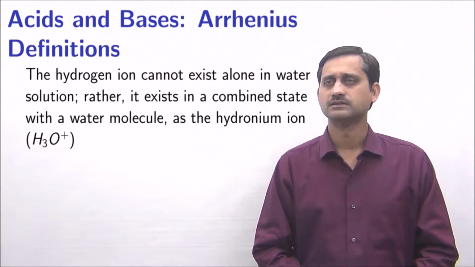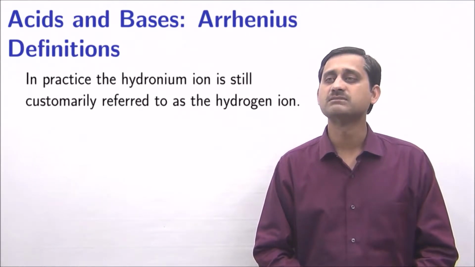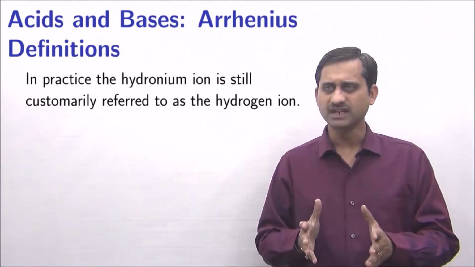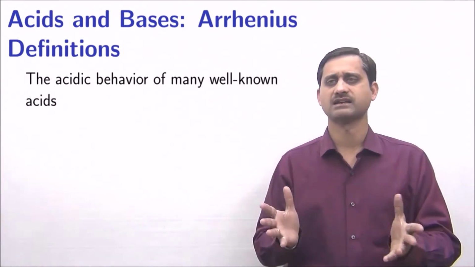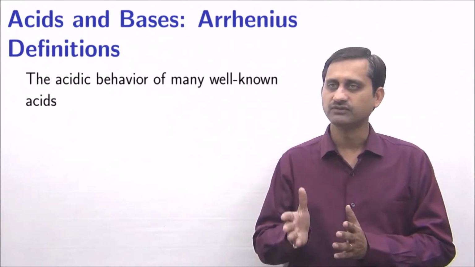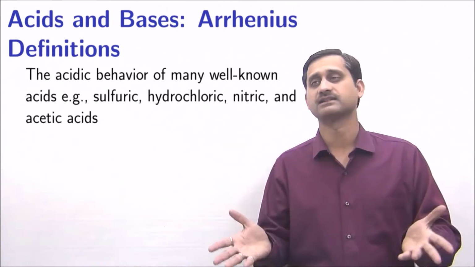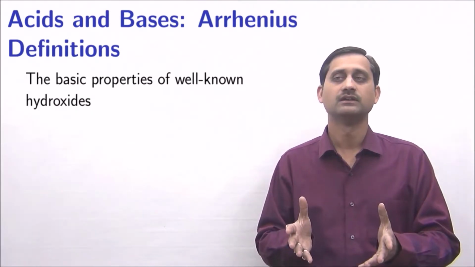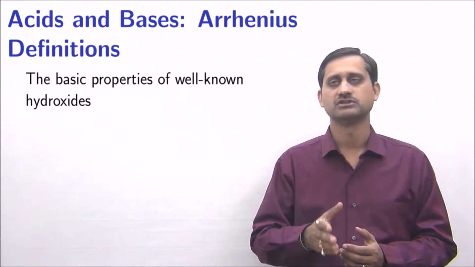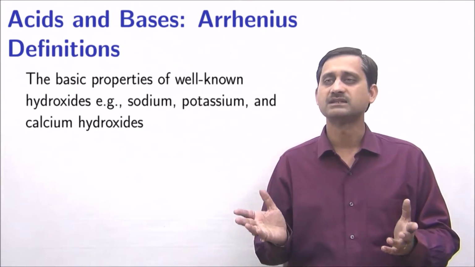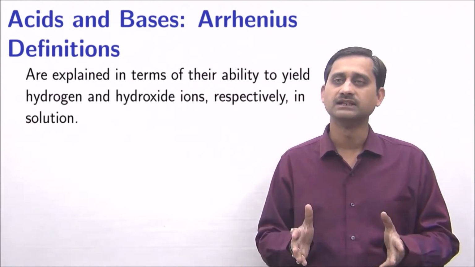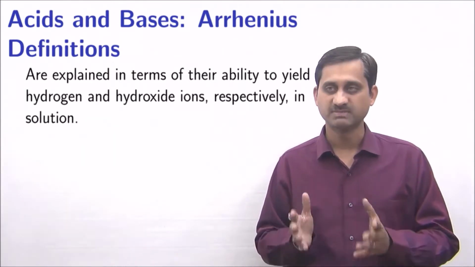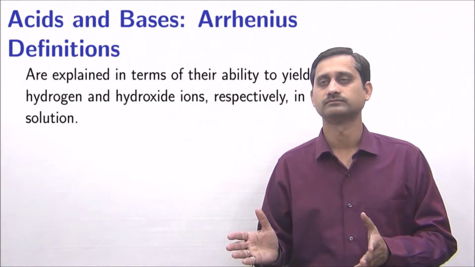In practice, the hydronium ion is still customarily referred to as the hydrogen ion. The acidic behavior of many well-known acids, for example, sulfuric, hydrochloric, nitric, and acetic acid, and the basic properties of well-known hydroxides, for example, sodium, potassium, and calcium hydroxide, are explained in terms of their ability to yield hydrogen and hydroxide ions respectively in solution.